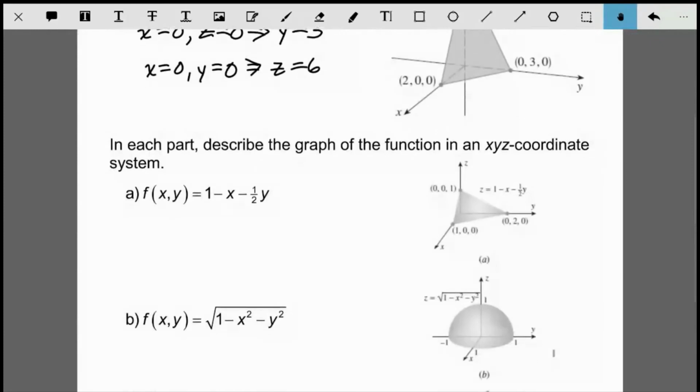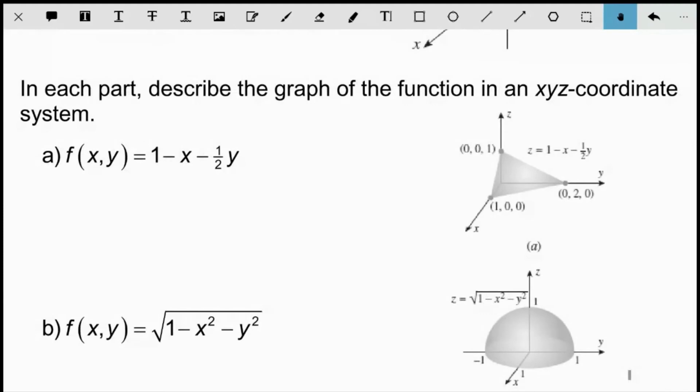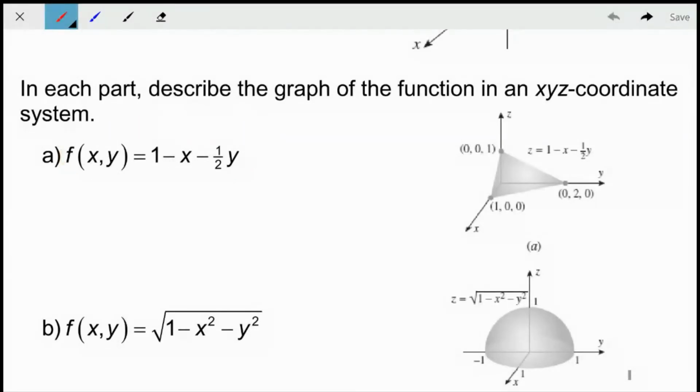Okay, so here's another example of just looking at these graphs. It says, in each part, describe the graph of the function in an XYZ coordinate system. What they would give you on a problem like this is just this, without the figure that I have to the right. But we can easily create the graph of the figure, just like we did on the previous one. This is the equation of a plane. And with this plane, then we can easily say where it's located in terms of the z-axis intercept, the x-axis intercept, and the y-axis intercept. And now I've got the equation of a plane, and I also have a way to reference where it is in space.